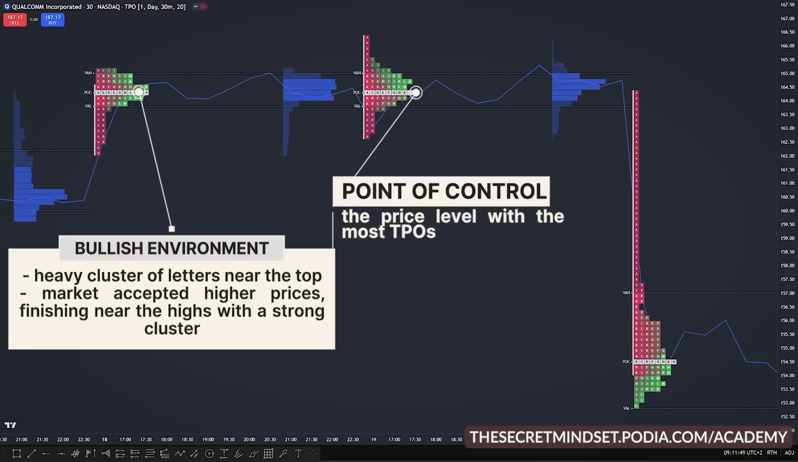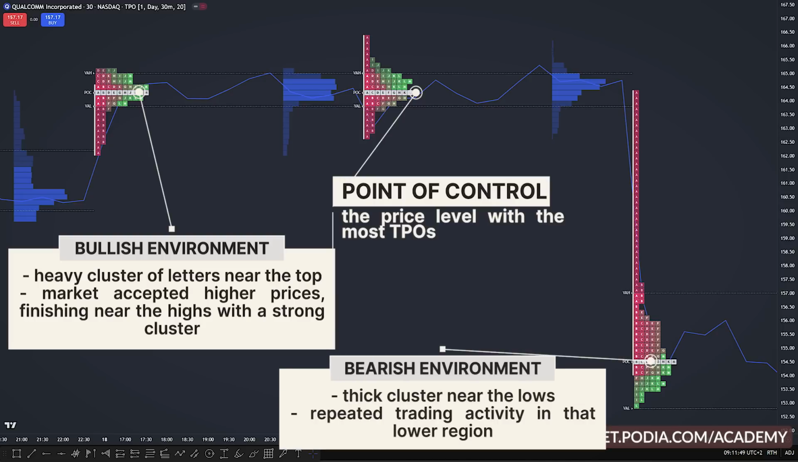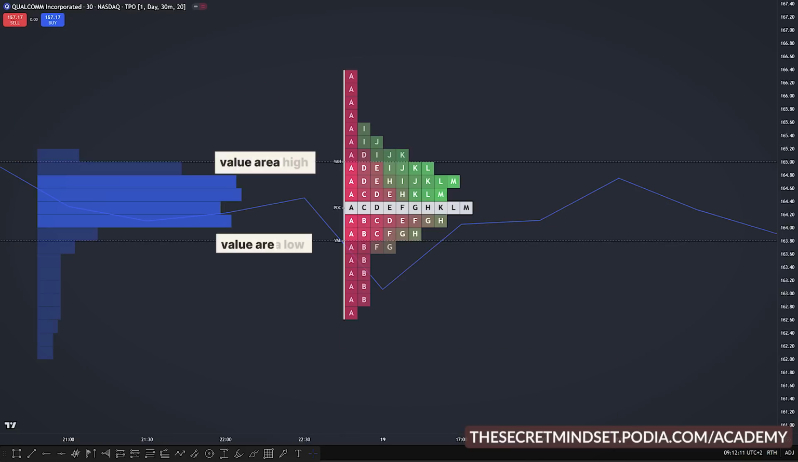In an active bullish scenario, you might see a heavy cluster of letters near the top. That can hint the market accepted higher prices, finishing near the highs with a strong cluster. In a bearish environment, you might see a thick cluster near the lows. That can mean repeated trading activity in that lower region. People also track the value area in a TPO chart.